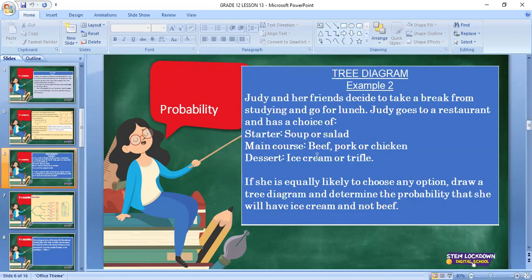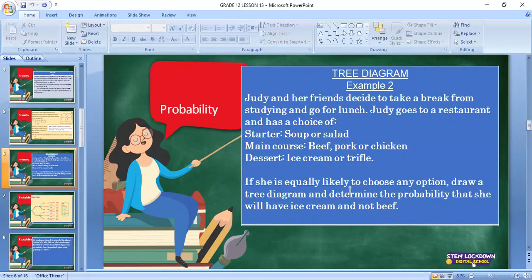So here we can use a tree diagram to illustrate this. Judy and her friend decide to take a break from studying and go for lunch. Judy goes to a restaurant, so they have three things: the starter, the main menu, and the dessert. For the starter, they have 2 options. For the main menu, they have 3 options, and for the dessert, they have 2 options. So we have to use a tree diagram to illustrate these, and then find the probability that they will have ice cream and not beef.